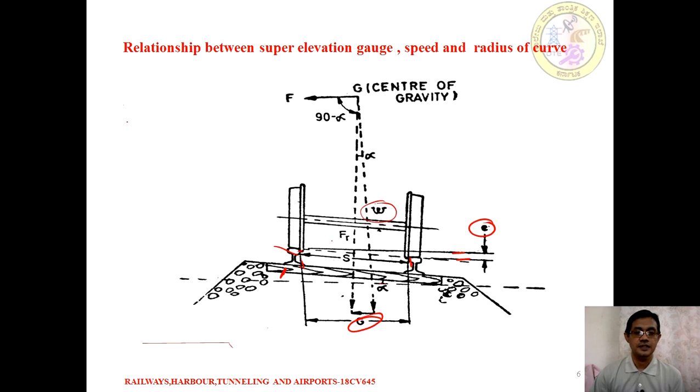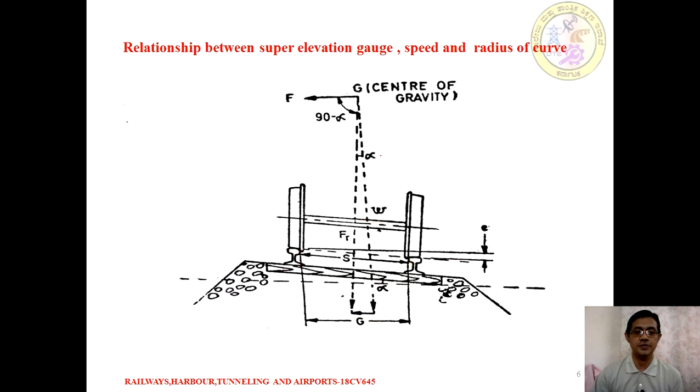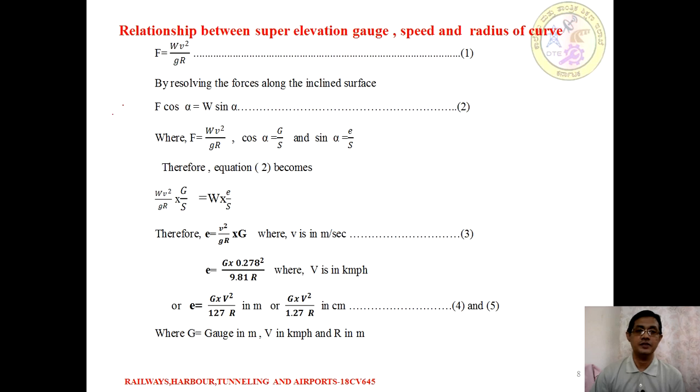Now resolving the forces along the inclined surface with respect to alpha, the force F cos alpha is equal to W sin alpha. Whatever the centrifugal force is, it is what keeps the vehicle stable, in equilibrium, so it has to be equal to the component of weight, measured with an angle of alpha. So we are going to equate both the forces here.